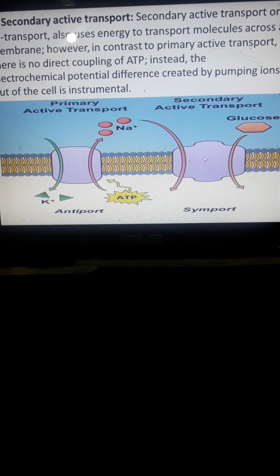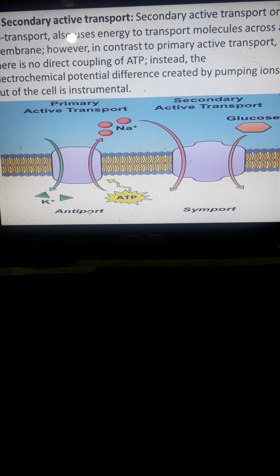Okay. When you say secondary active transport, the secondary active transport or co-transport mechanism also uses energy to transport molecules across the cell membrane. However, in contrast to primary active transport, there is no direct coupling of ATP. Instead, the electrochemical potential difference created by pumping ions out of the cell is considered to be instrumental. When you say instrumental, it depends upon the movement of the sodium ion from that primary transport.